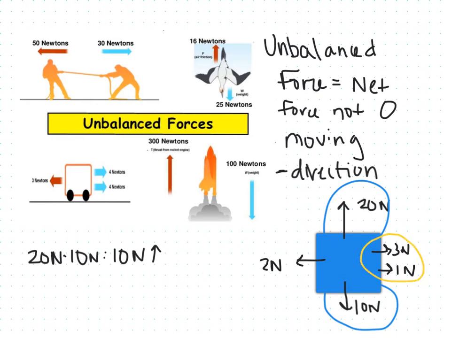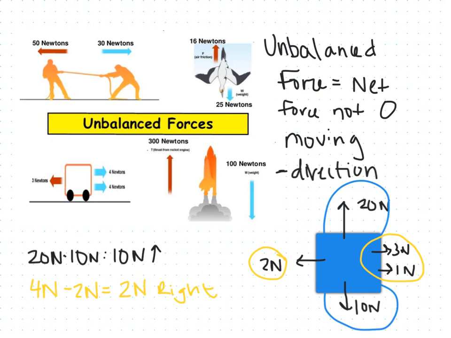This would be 4 newtons, and this is 2. So I know my 4 is bigger. 4 minus 2 leaves me with 2 newtons. And then I have to give a direction. It is going to the right. All right, so that's an unbalanced force.